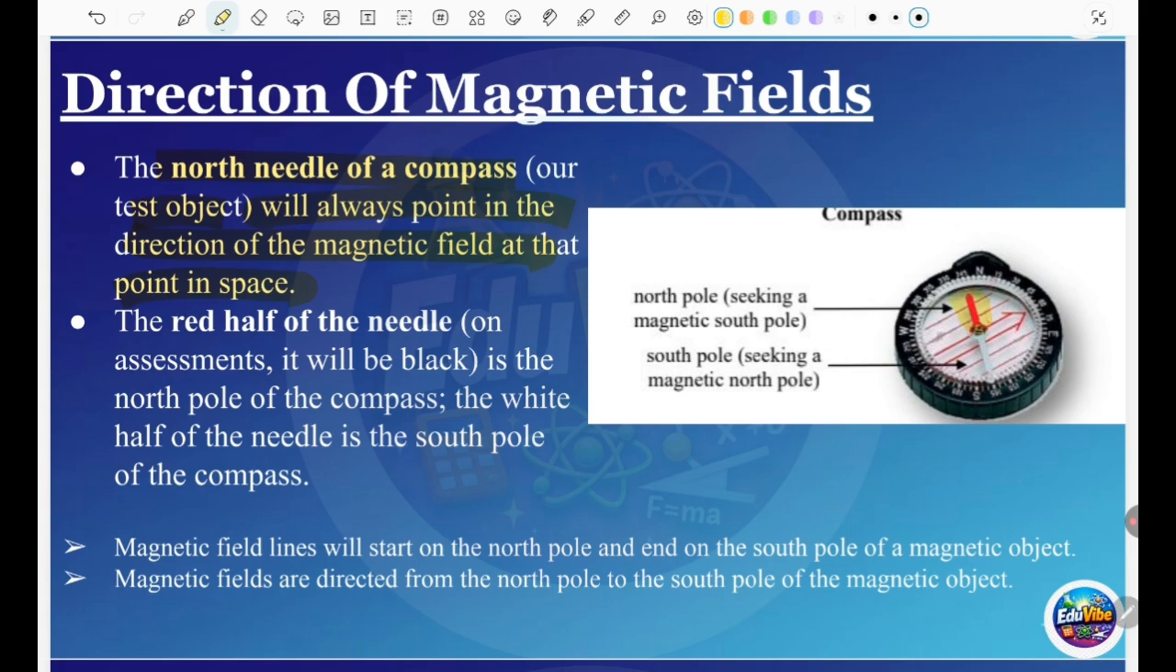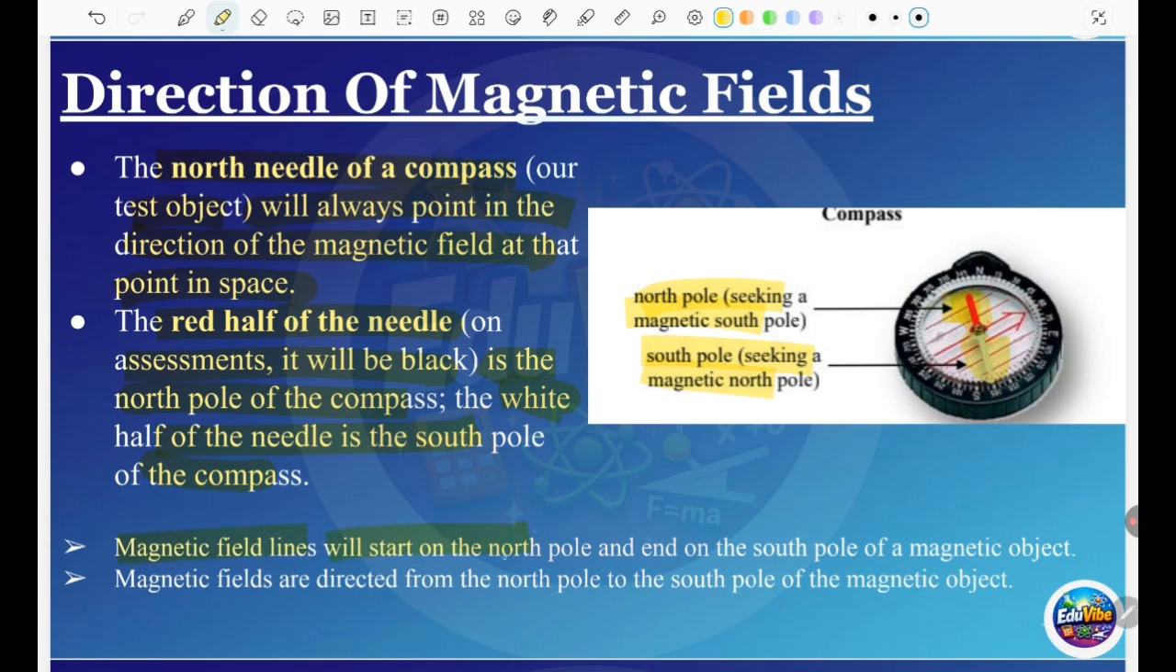So this is the north needle. The red half of the needle is the north pole of the compass. So that red part is always the north pole, and the black one is also the north pole direction, and the white part is the south pole direction. So you have to know that the red part is the north, or the black part is the north, and the white part is the south pole.